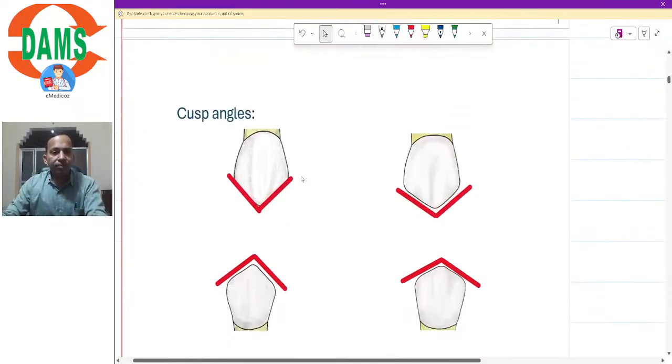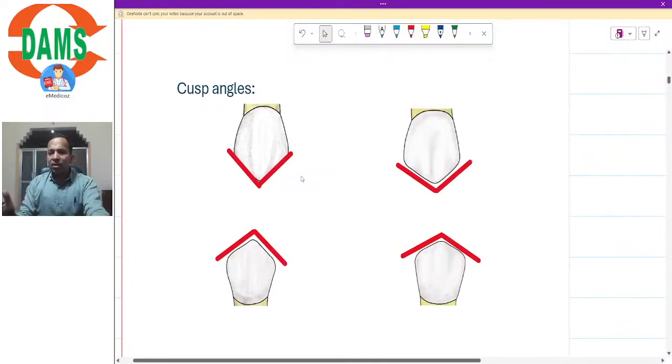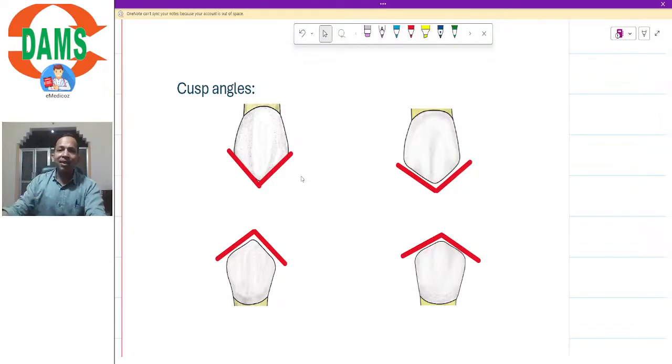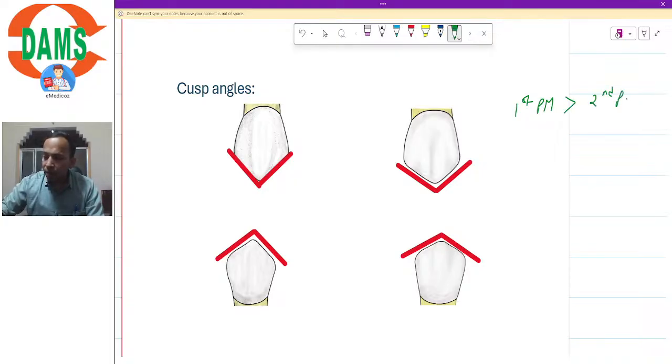So let's go to the next feature, which is cusp angles. Sometimes they might ask you which is the sharpest premolar, which premolar has the maximum cusp angle, which has the least cusp angle, right? Obviously, the first premolar is always sharper as compared to the second premolar, and the maxillary premolars are sharper as compared to the mandibular premolars. So what general rule can be established? That the first premolar is sharper than the second premolar, and that the maxillary premolars are sharper than the mandibular premolars.